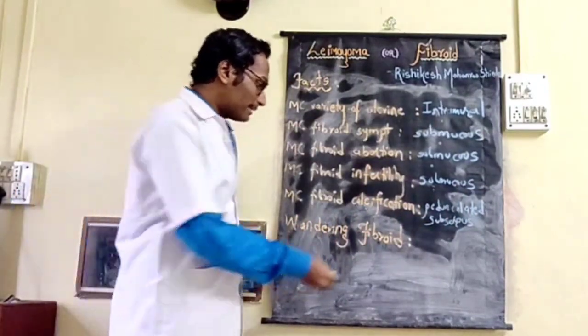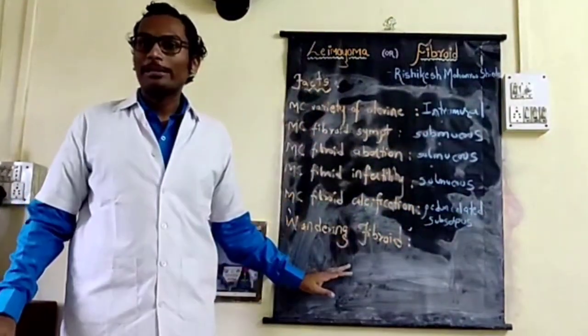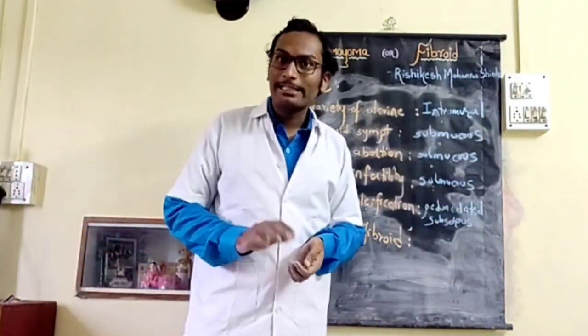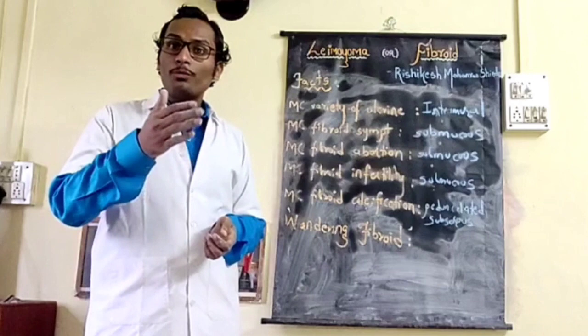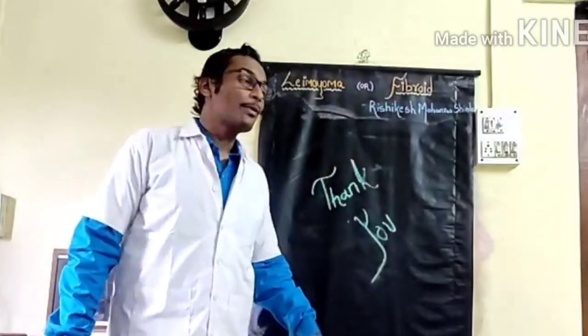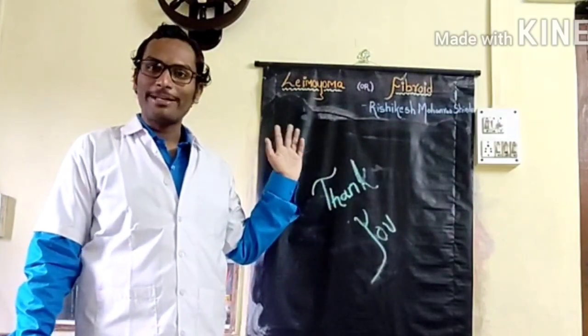Now a question is asked: what is a wandering fibroid? A wandering fibroid is nothing but a pedunculated subserous fibroid which has lost its connection with the uterus.